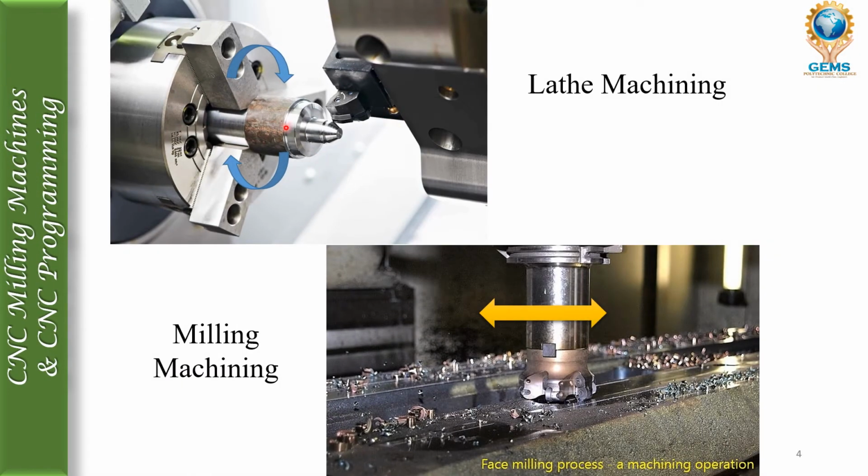On this page, you can clearly see how the lathe machine operations and the milling machine operations look. In the lathe machine, the workpiece is rotating. The tool is not rotating; it's moving forward, and you can see it is a single point cutting tool. Only a single point has surface contact with the workpiece.